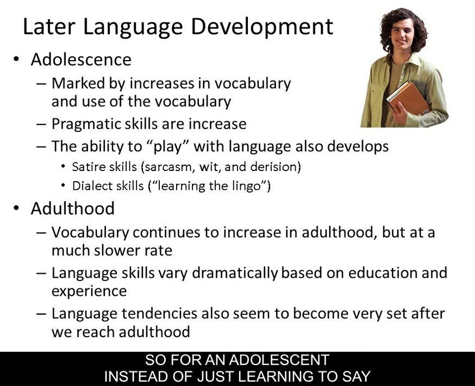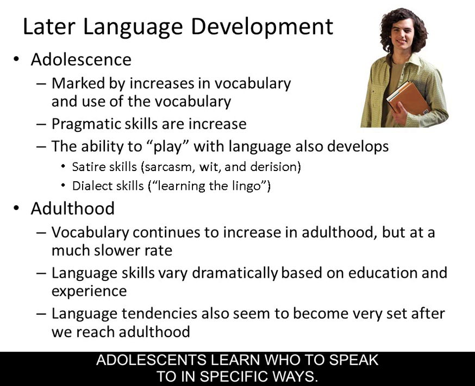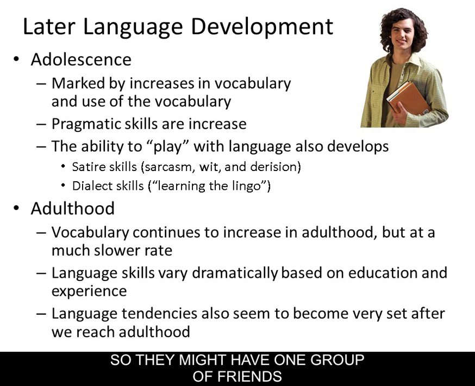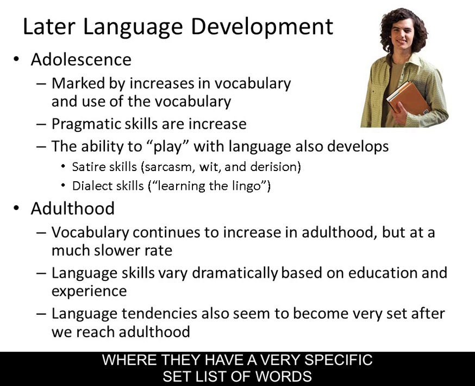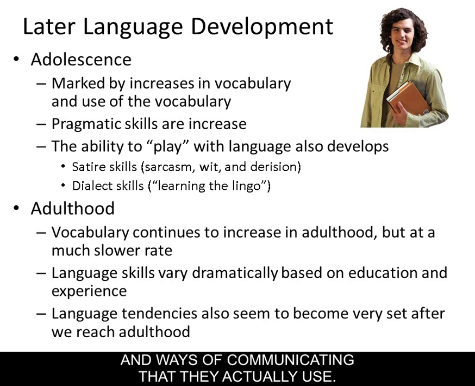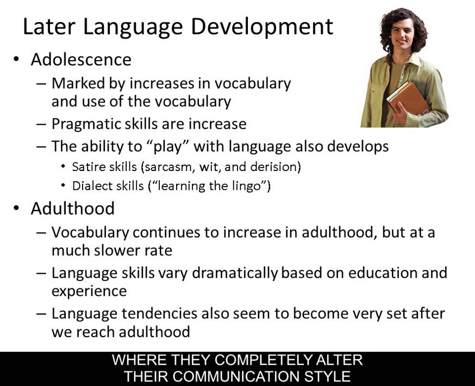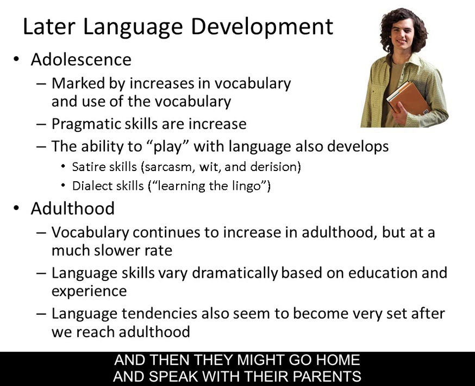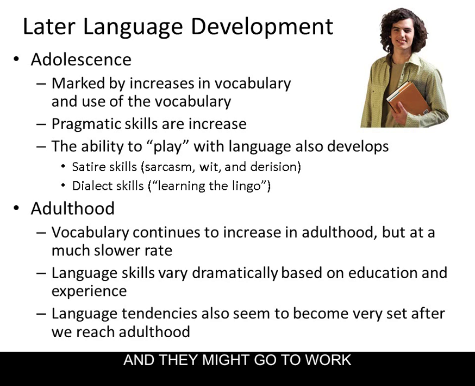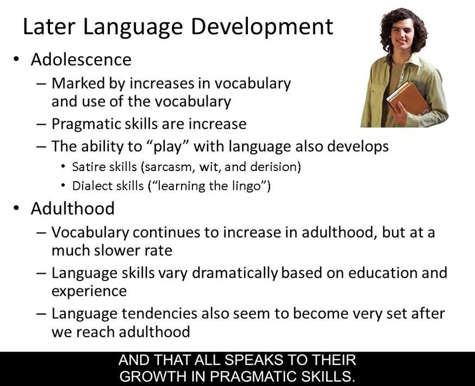So for adolescents, instead of just learning to say "may I" to everybody, adolescents learn who to speak to in specific ways. They might have one group of friends where they have a very specific set list of words and ways of communicating that they actually use. And they might hang with another group of friends where they completely alter their communication style. And then they might go home and speak with their parents in a very different way. And they might go to work and speak in a very different manner. And that all speaks to their growth in pragmatic skills.